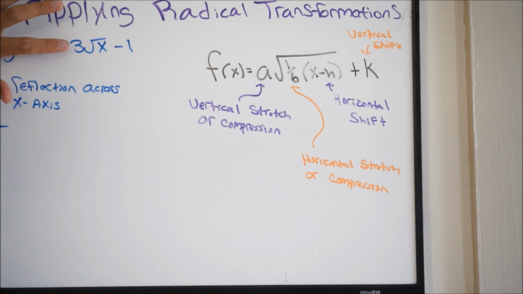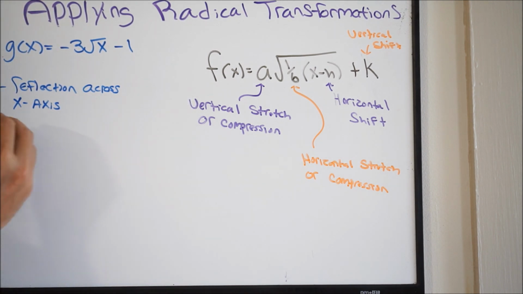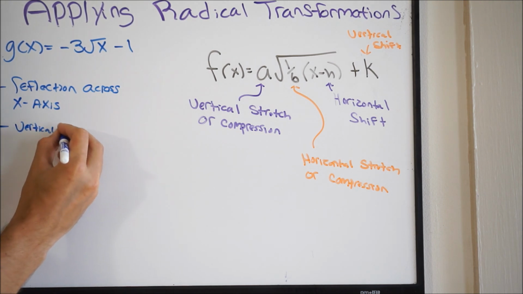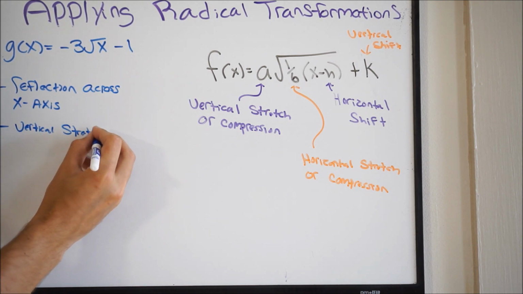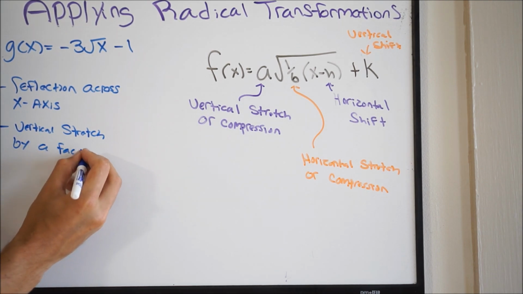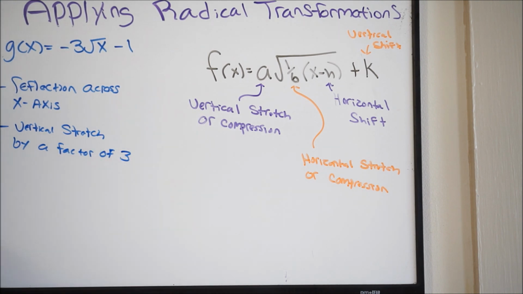Moving on, now we already took care of this negative, so let's cover it up. We have a 3 out in front, so that's going to be our A value, right? So it's 3, it's either going to be a vertical stretch or compression. Well, remember, that's our A value, and if it's greater than 1, it's going to be a vertical stretch. So we're going to say here a vertical stretch by a factor of 3. Okay?